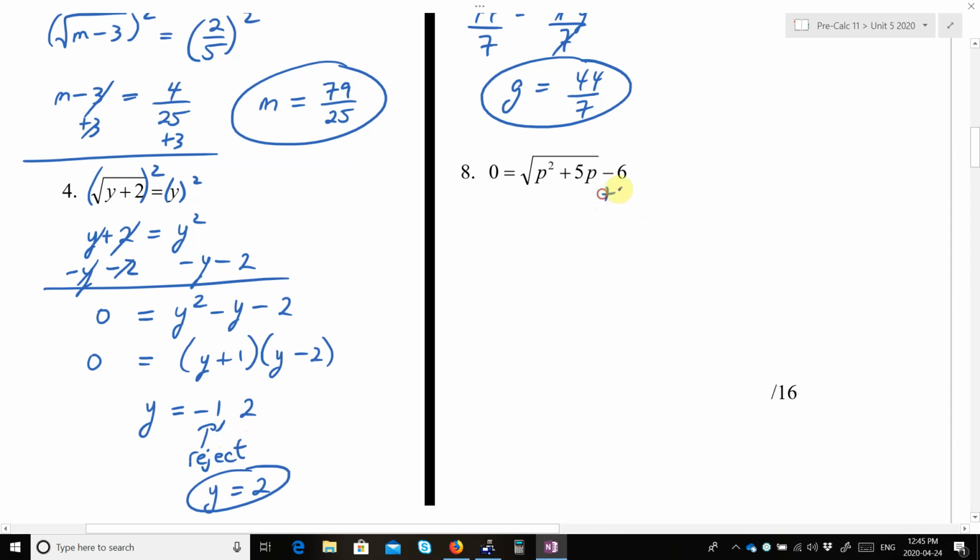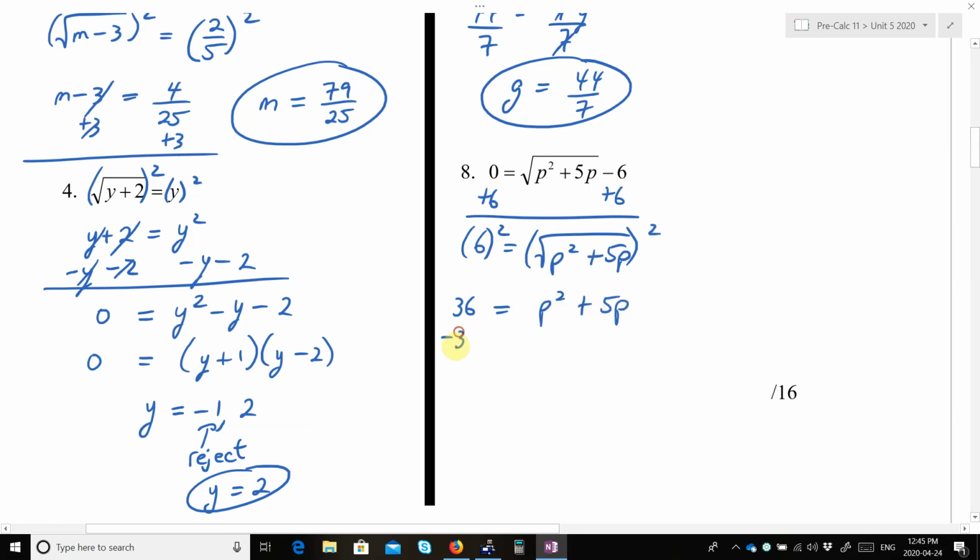Alright, this one here, let's get the radical by itself first. We have 6 equals the square root of p squared plus 5p, and then square both sides. So we get 36 equals p squared plus 5p, and since it's quadratic, set it equal to 0 and solve by factoring or quadratic formula.